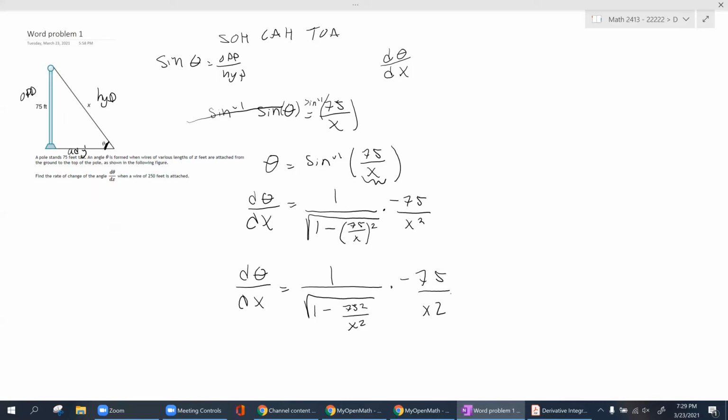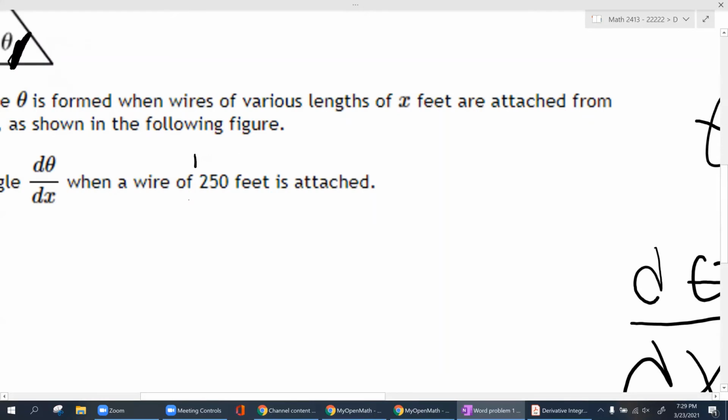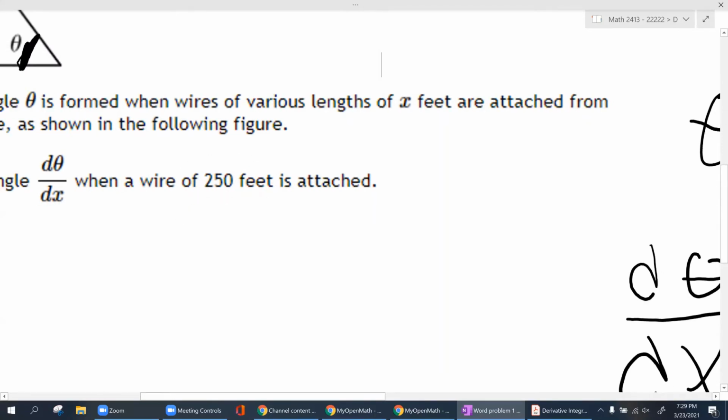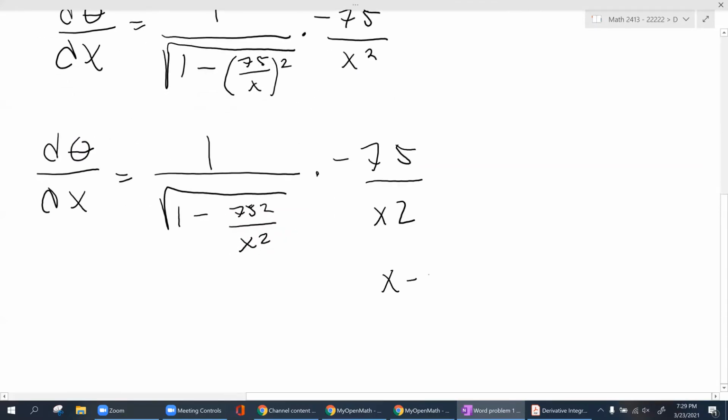Once and only once you have taken the derivative, you want to go ahead and plug in your x value, the given 250 feet. So you would plug in 250 for x, and the value there is going to be your answer. Be sure that you round your answer to 5 decimal places.